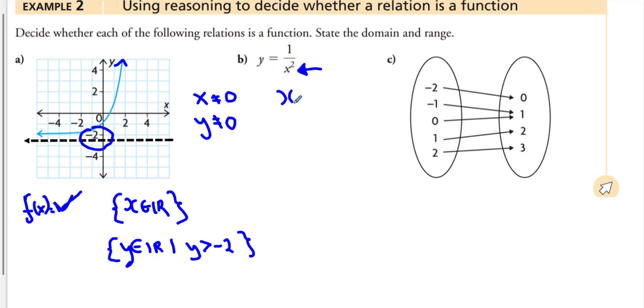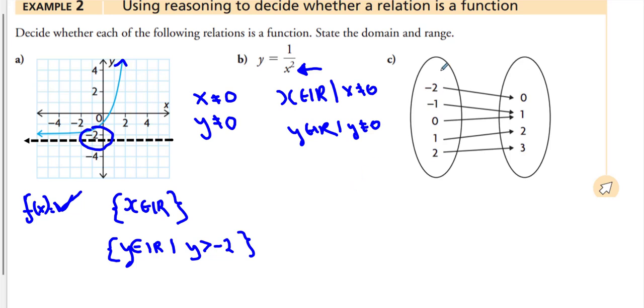So domain would just be x is every single real possible number such that x cannot equal 0, and then y is every possible real number such that y cannot equal 0. And those are my domain and range for that function there.